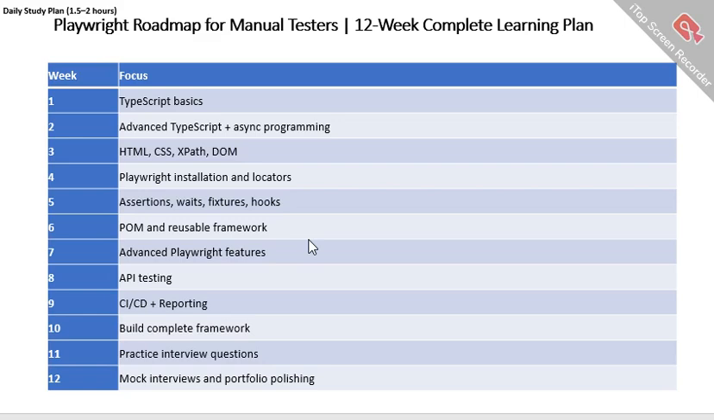The main conclusion of this video is that this roadmap is designed to take you from manual testing to Playwright automation in a structured way. This is the basic plan, because if you are a manual tester who needs to learn Playwright, at the very start you will get confused about how to start, where to start, and what to study. So this is a simple roadmap you can follow.